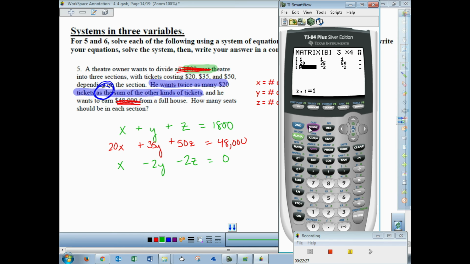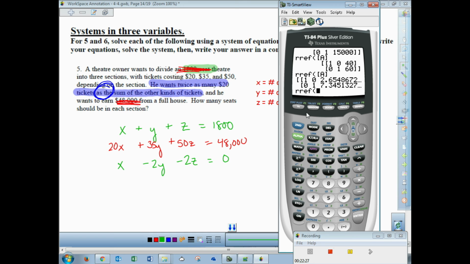Now I need to quit out of it. The previous entry is set on reduced row echelon form for matrix A. I don't want that, so I'm just going to go through the whole process again. I hit second matrix, go to math, choose reduced row echelon form, which is option B.